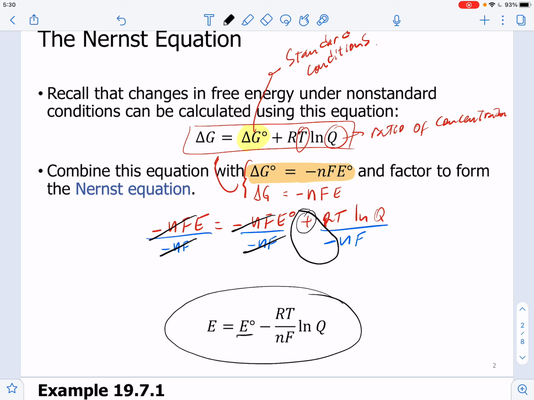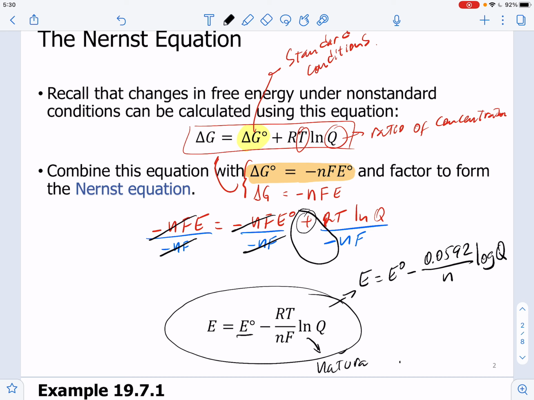You can make your life a little easier if you take this equation and use it in this form. E is equal to E standard minus 0.0592 divided by n times the logarithm of Q. Okay, so this is the natural logarithm in the previous form.